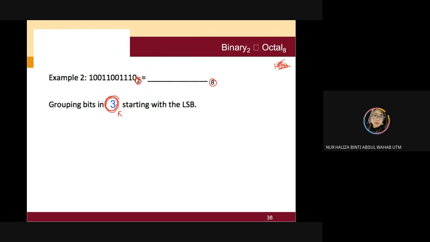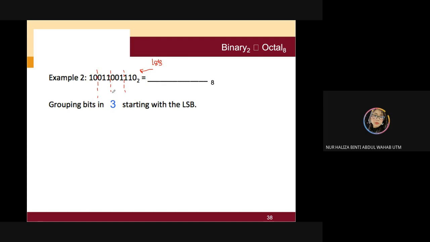Okay, now you have to group in 3, starting from the LSB. So you need to group it into 3. It's okay to not have a complete 3 bits, as long as your LSB side is all complete with 3 bits.